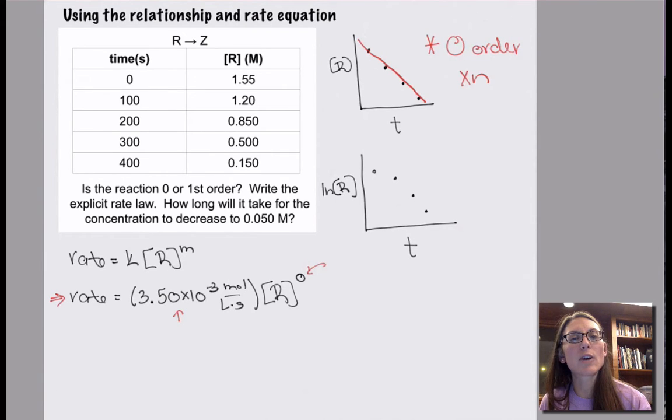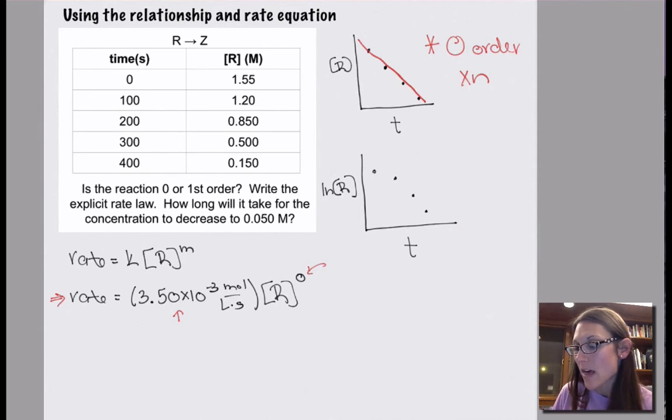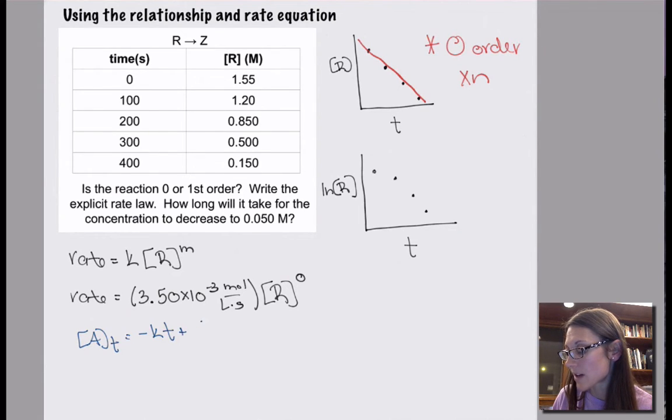The last part of this question says, how long will it take for the concentration to decrease to 0.50 molar? This is where you're going to use your integrated rate equation. For a zero-order reaction, the integrated rate law has the form: the concentration at time t is equal to minus kT plus the concentration at time 0. And so to answer this question, we need to use the information in this problem and plug our numbers in.